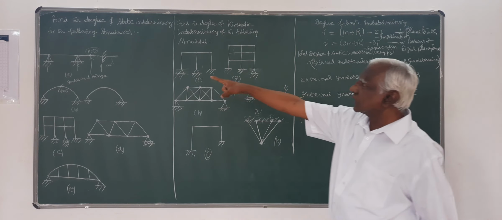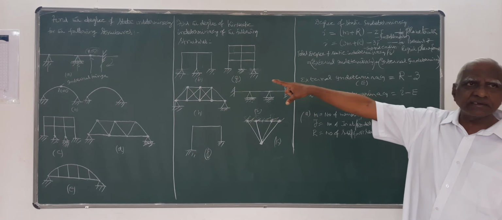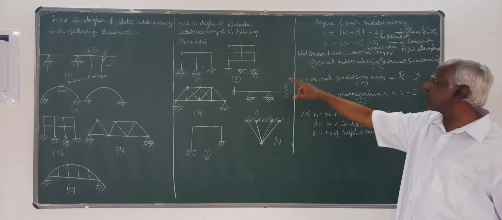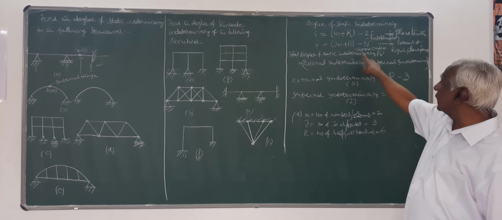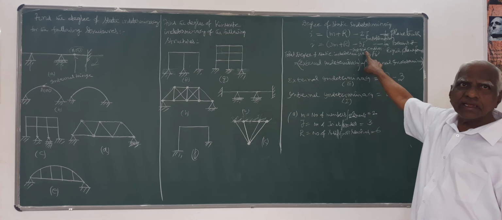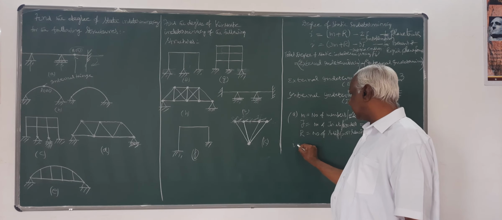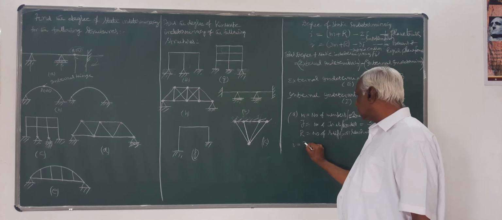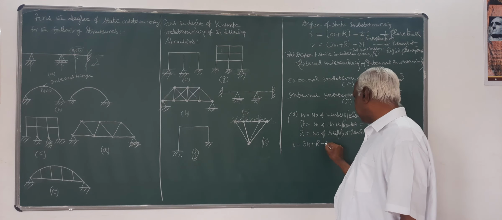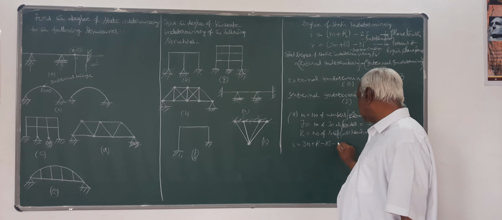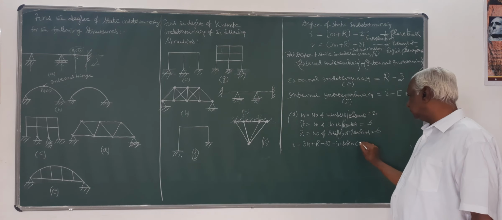So it is a continuous beam structure. So I have got a rigid plane frame structure. I have to apply this formula, and there is an internal hinge, so I have to apply an imposed condition. Therefore, degree of static indeterminacy is equal to 3m plus r minus 3j minus imposed condition.